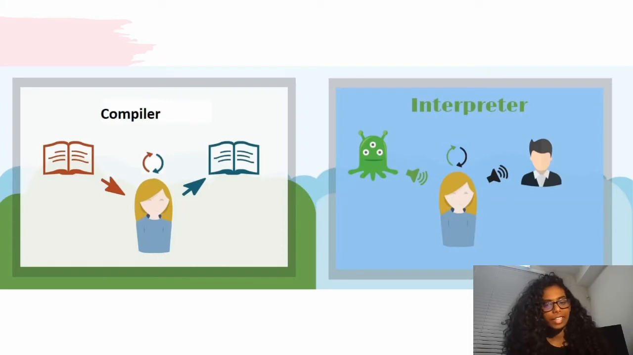Now let's talk about the two major types of translators: a compiler and an interpreter. A compiler is like a person who's translating a document with instructions, while an interpreter is a person who's translating the instruction that a person is saying one sentence at a time.